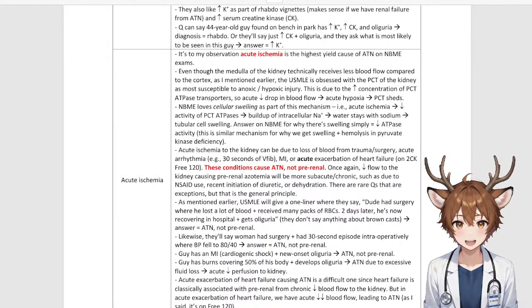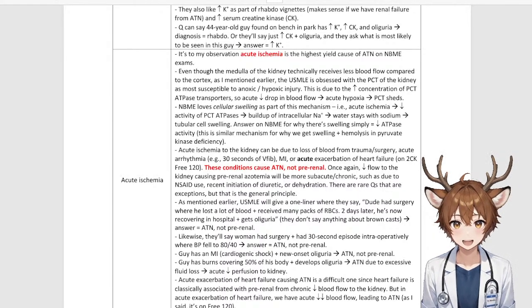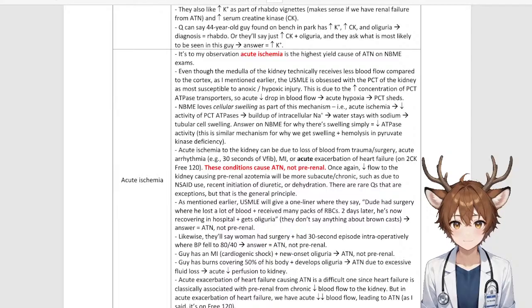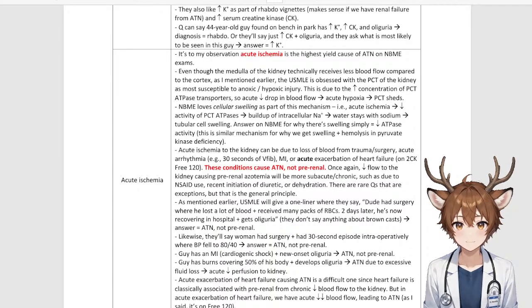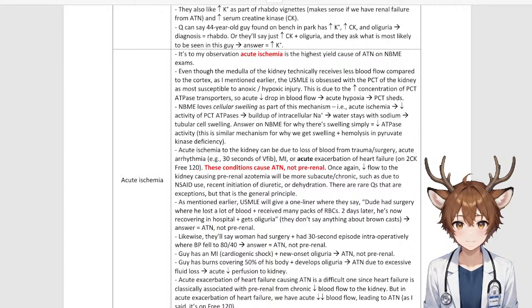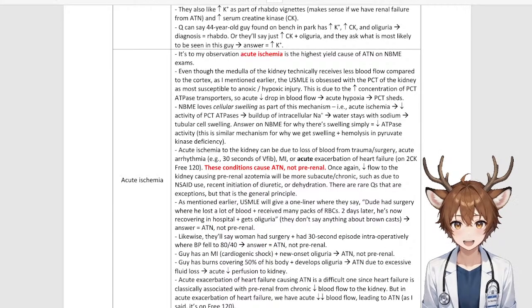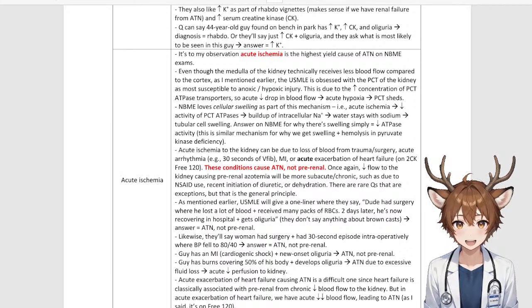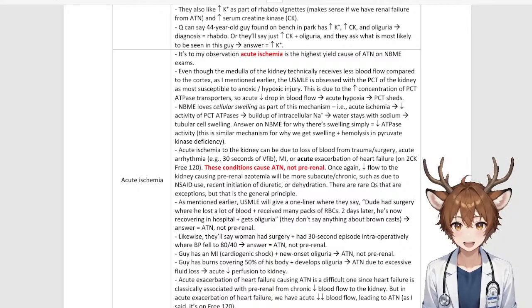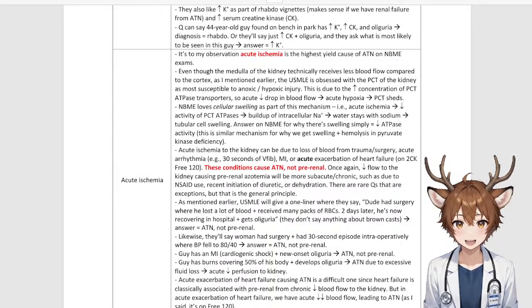NBME loves cellular swelling as part of the mechanism, i.e. acute ischemia. This leads to a decrease in the activity of the PCT ATPases. Remember, PCT is proximal convoluted tubule. This leads to a buildup of intracellular sodium, and water stays with sodium, which causes tubular cell swelling. The answer in NBME for why there's cell swelling simply is a decrease in ATPase activity. This is a similar mechanism to why we get swelling plus hemolysis in pyruvate kinase deficiency.